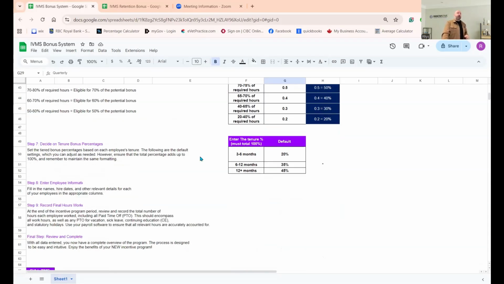Tenure with a company. I've said here that anything below 3 months, you're not entitled to anything because you're still in training, in my humble opinion. Between 3 and 6 months, maybe they can affect it a little bit. They're learning, they're repeating the educational points that you're giving them through your training. So I'll give them 20%. 6 to 12 months is 35%. And then obviously more than 12 months is 45%.